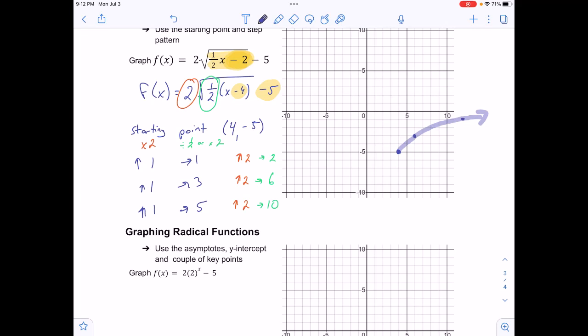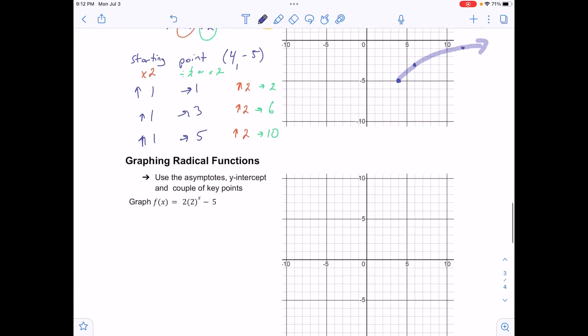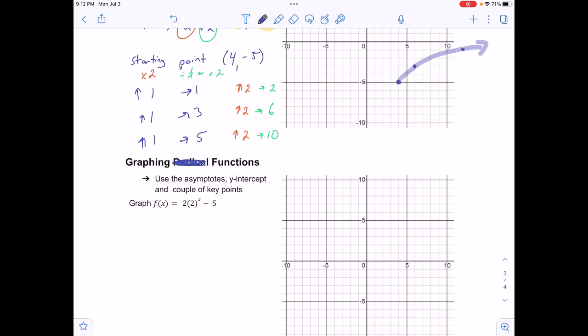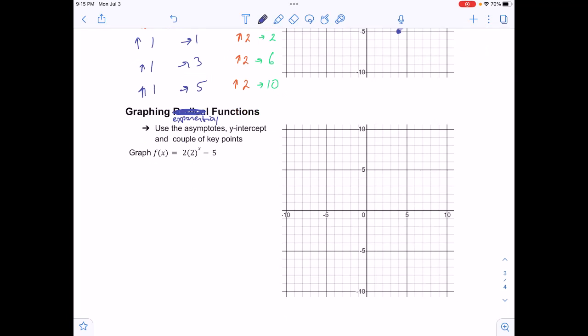Okay, the next one we've got for you is your exponential. Man, I messed up all the names here. Your exponential function. For this, we're going to use a couple of different pieces. We're going to use our asymptote, our y-intercept, and a couple of key points. The first thing that we're going to use is our asymptote, and recall that the asymptote is just going to be the value that is sort of tagged on to the end here. And it is a horizontal asymptote located at y is equal to -5.